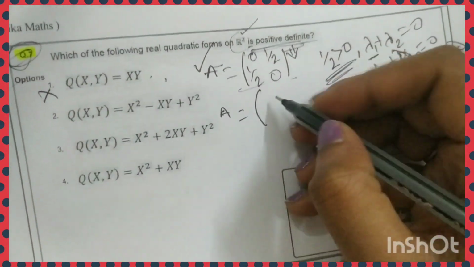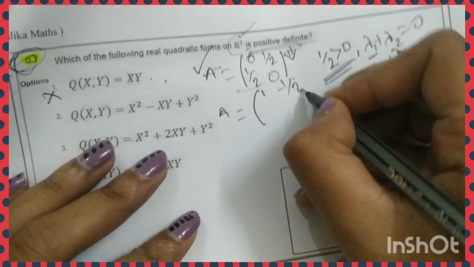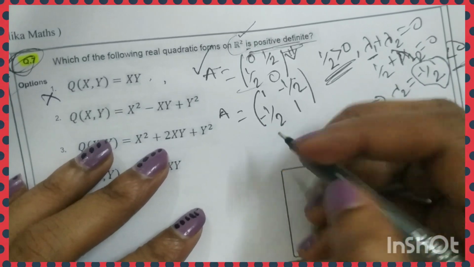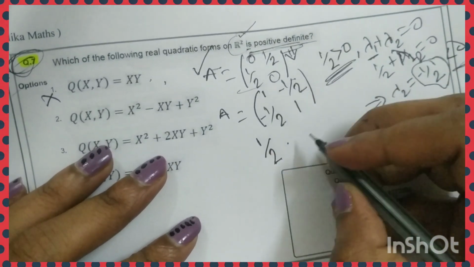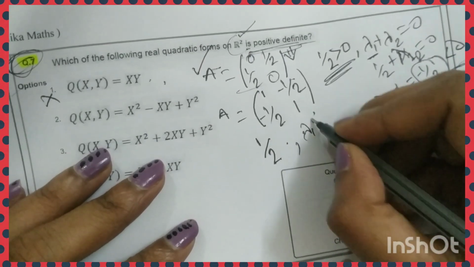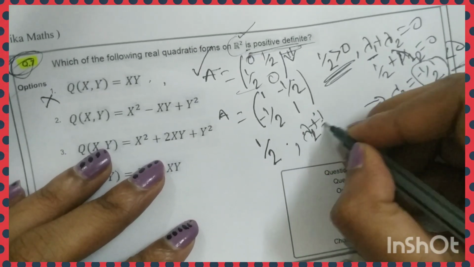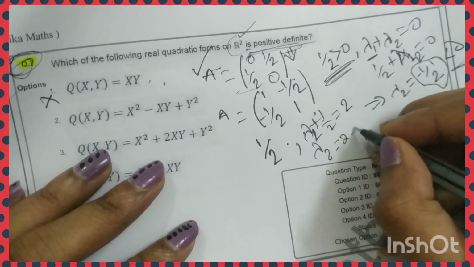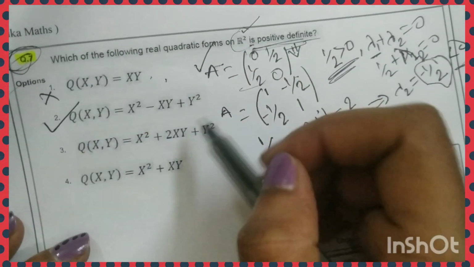For the other matrix, we have 1, minus 1 by 2, minus 1 by 2, and 1. Each row sum is 1 by 2, so one eigenvalue is 1 by 2. As you know, the trace is the sum of eigenvalues, so lambda 1 plus 1 by 2 equals 2. It implies lambda 2 is equal to 2 minus 1 by 2, which is equal to 3 by 2. Now we are done, because option 2 is correct.